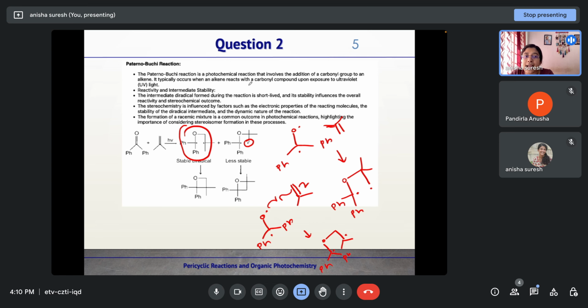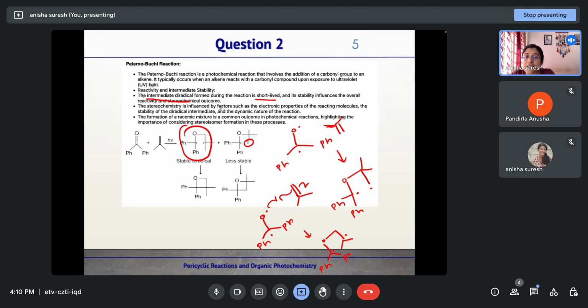It typically occurs when an alkene reacts with a carbonyl compound when exposed to UV light. The intermediate diradical formed during the reaction is short-lived, and its stability influences the overall reactivity and stereochemical outcome. So this intermediate diradical is short-lived. It will combine quickly to give an oxetane ring.